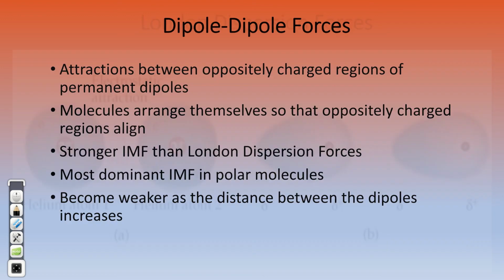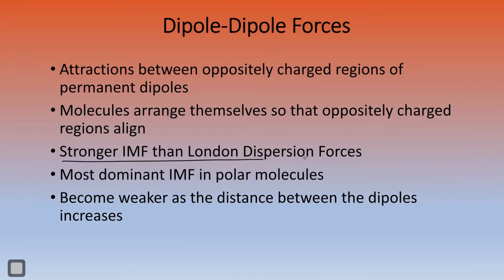Okay, dipole. These are stronger than London dispersion, so dipole is stronger. This is created when you do have polar molecules. So this is created by polars. Okay, so we do have to actually have the dipole created. Dipole means two poles. All right, so we actually are creating that partial positive and partial negative.